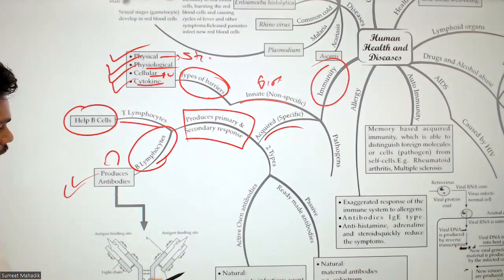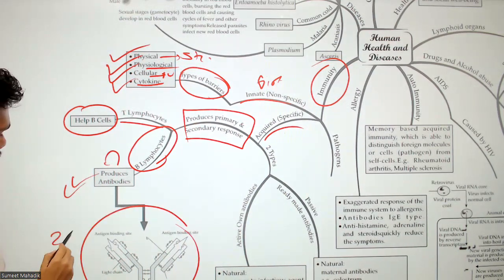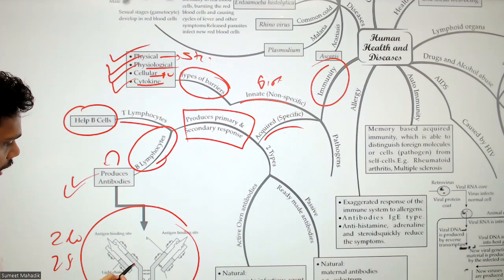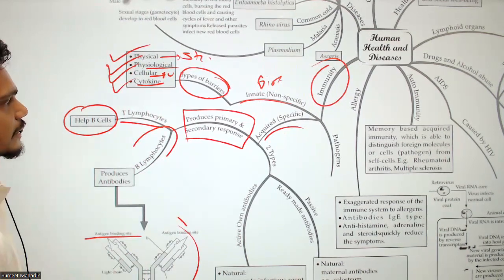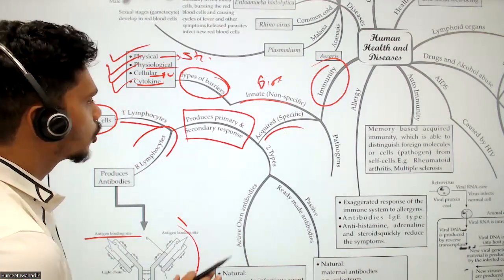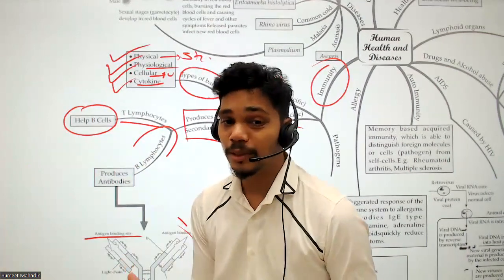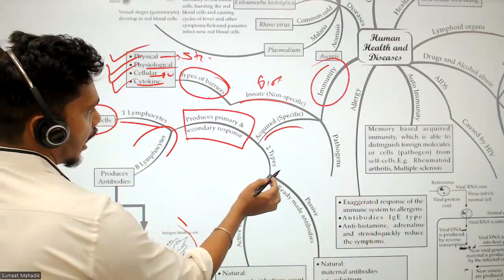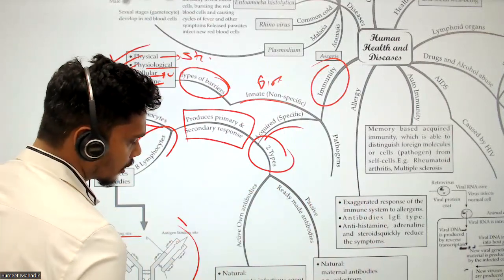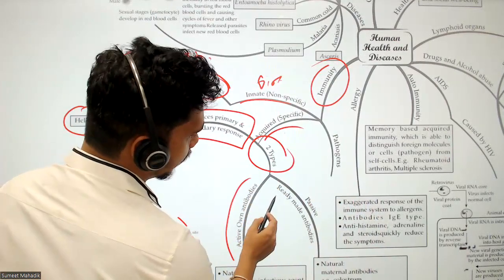Antibody structure is this: two long chains, two short chains, and they are connected via disulfide bonds. This is called the paratope. The paratope is the antigen binding site over there. Getting my point? So who is responsible for producing antibody? B lymphocyte. But they need T lymphocytes for memory purposes. And there are two types: active and passive.